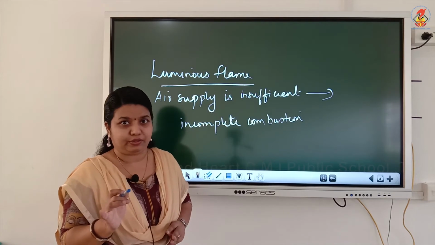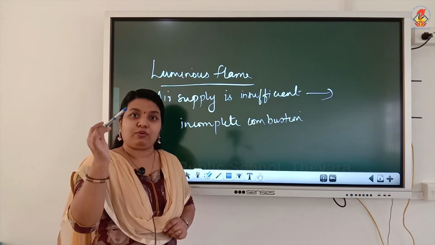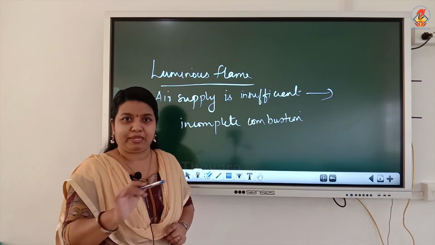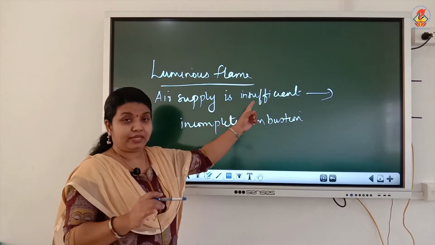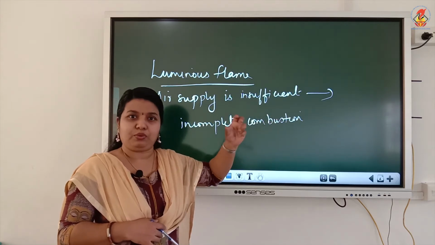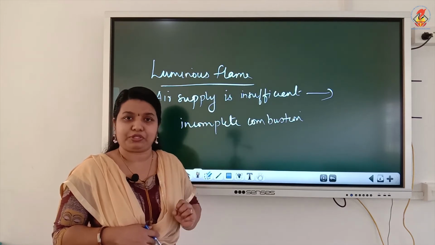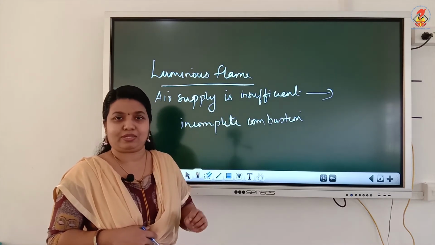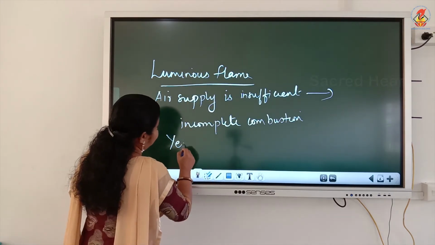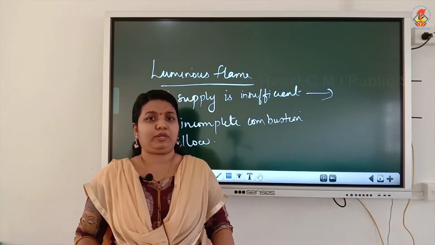I hope it is clear to you. In non-luminous flame, there is excess of oxygen supply, so all the carbon particles in the fuel burn completely. Complete combustion. Here the air supply is not sufficient, it is insufficient. So there is not enough oxygen for all the carbon particles in the fuel to burn, and the combustion will be incomplete. As a result of incomplete combustion, the flame produced is luminous and its color is yellow. So you might have seen both these flames, with blue color and yellow color.